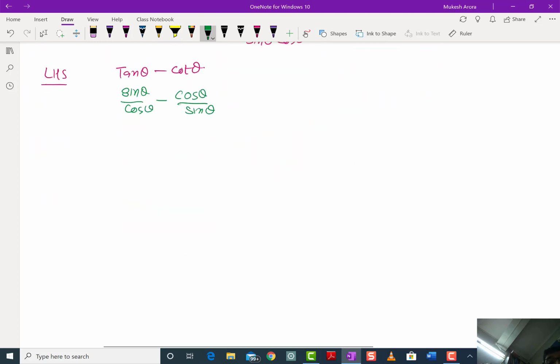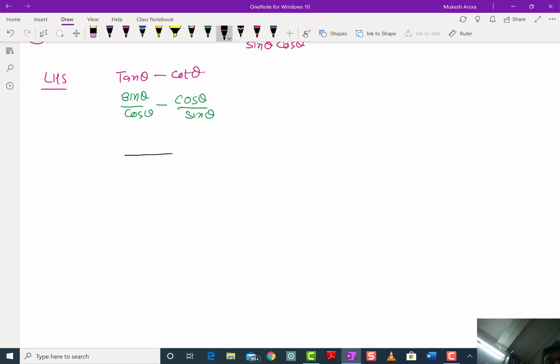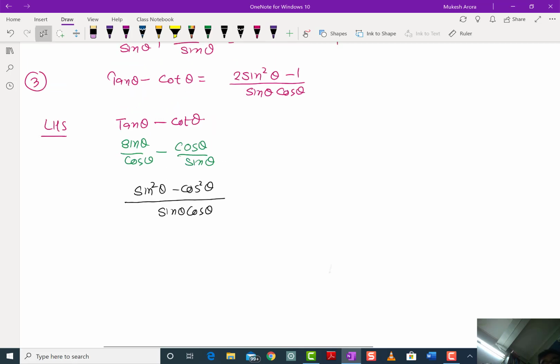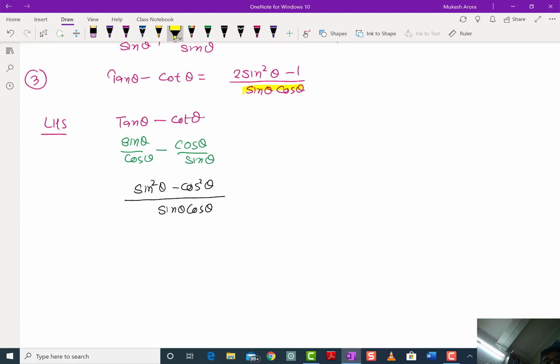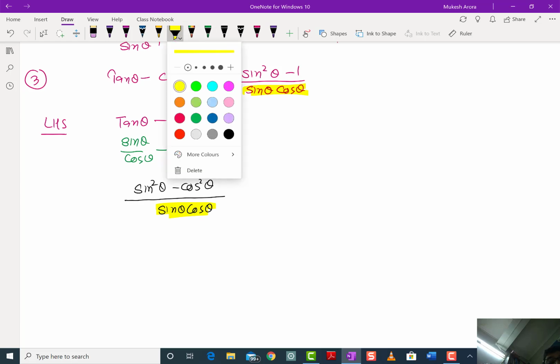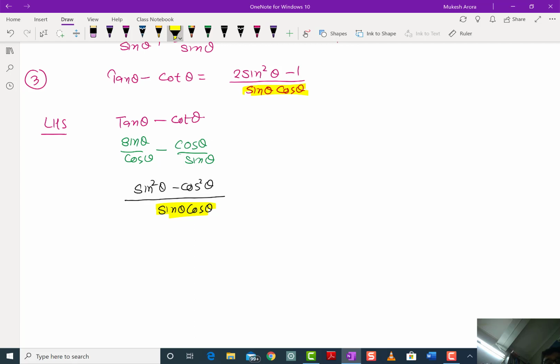Now these are the two fractions. Whenever we are having a fraction, we'll take the LCM. Sine theta into cos theta, sine square theta minus cos square theta. As I said, we have to keep on looking. Now we got the denominator in this, so the denominator is with us. So now we have to see the numerator. In the numerator we have sine square theta.